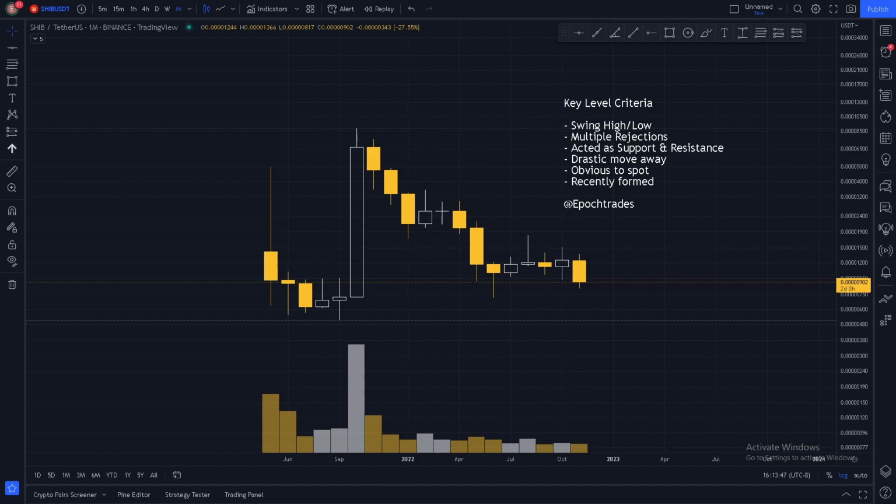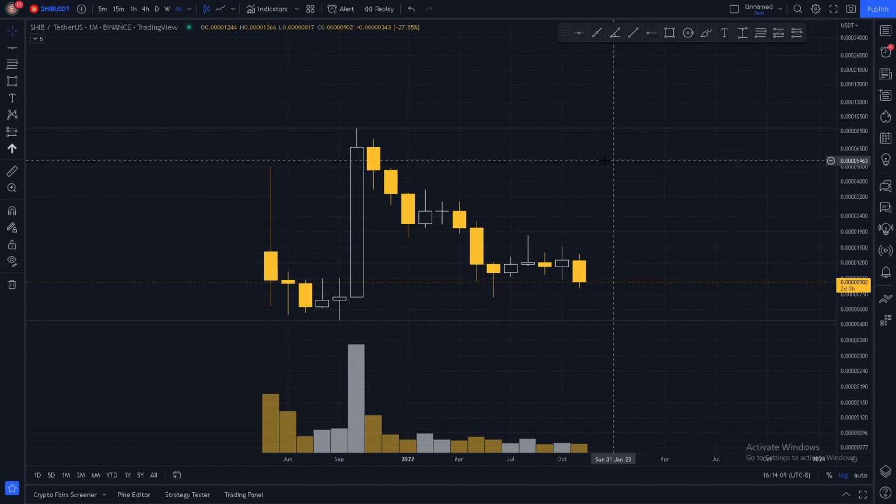Today we're going to be covering key levels on the monthly and weekly time frame for SHIB. So, as always, our key level criteria: we look for swing highs and swing lows, multiple rejections, acted as support and resistance, drastic moves away, obvious to spot, and recently formed. So, let's go ahead and hop right in.